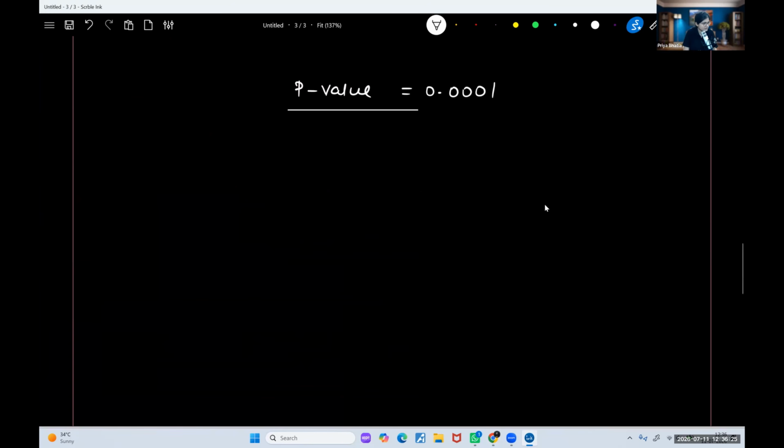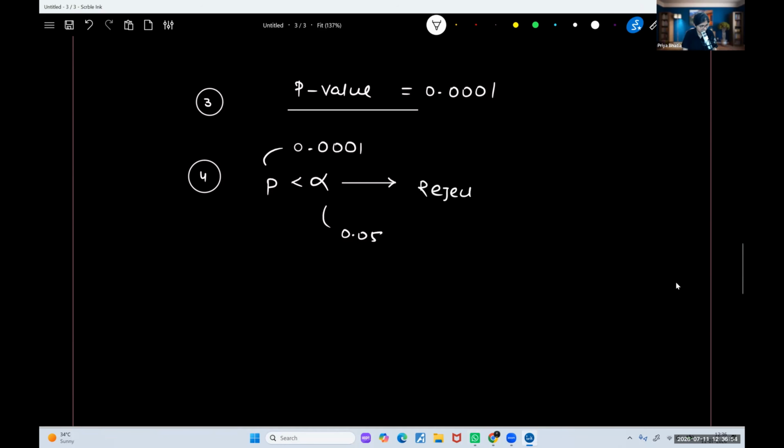Now the last step is to compare these values. P is definitely less than alpha. Because the value of alpha is 0.05 and the value of P is 0.0001, what should we do in this specific scenario? We have to reject the null hypothesis. That's the whole point.